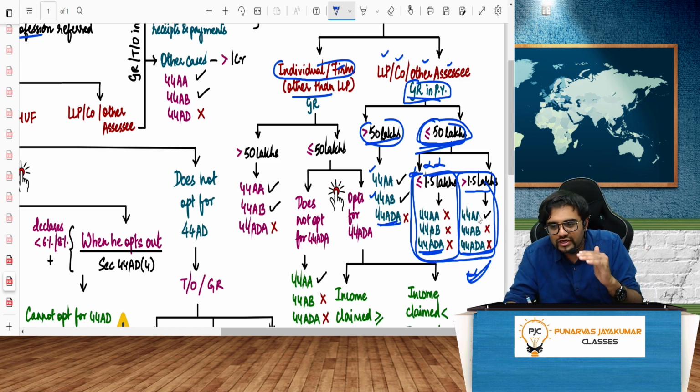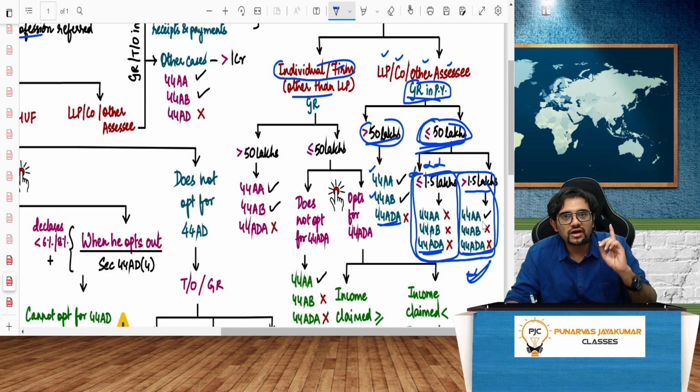So 44A will come, because income is more than 1.5 lakh. Guys, as per 44A, if your income is more than 1.5 lakh, if your gross receipts is more than 1.5 lakh, then accounts have to be maintained. Accounts have to be maintained. Then 44AB will not come and 44ADA will not come.